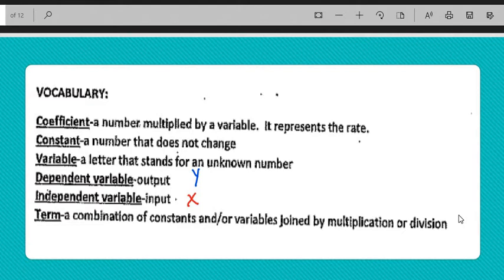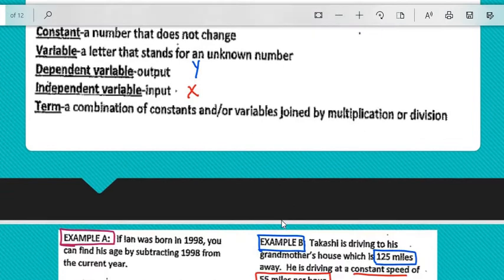Vocabulary is extremely important. You have to understand what each part of these equations, or these expressions, mean. So when we look at a coefficient, we're talking about a number multiplied by a variable. It represents the rate. Then you have a constant term, which is a number that does not change. It's a fixed term. Then you have a variable, which is any letter that stands for an unknown number. The most common letter that we use is the X. The dependent variable is your output, which is your Y. Your independent variable is your input, which is your X. And then you have a term, which is a combination of constants and variables joined by multiplication or division.